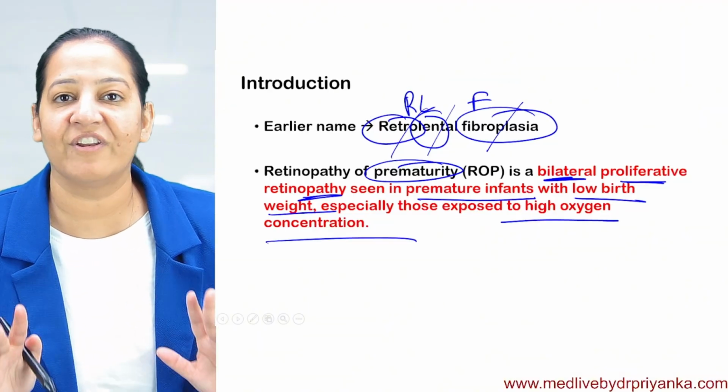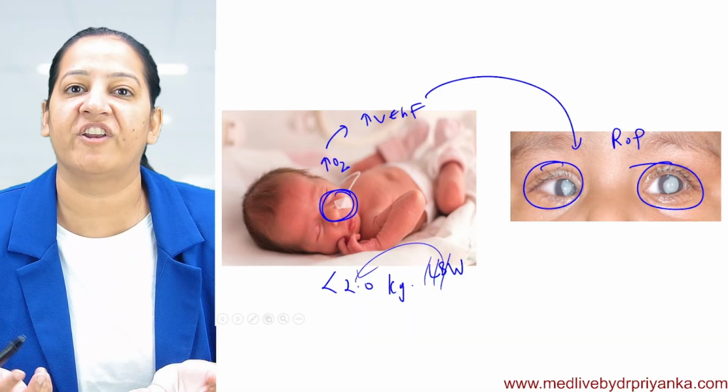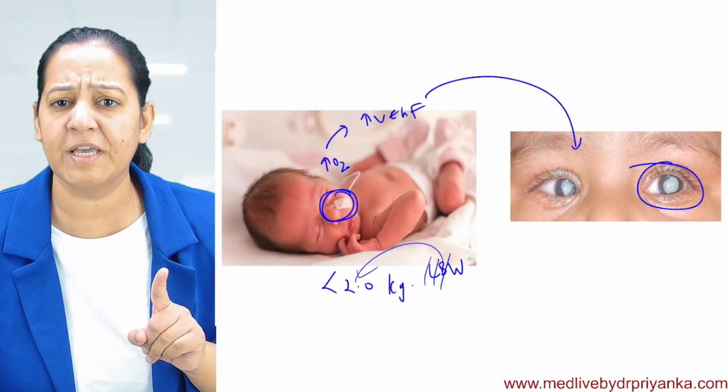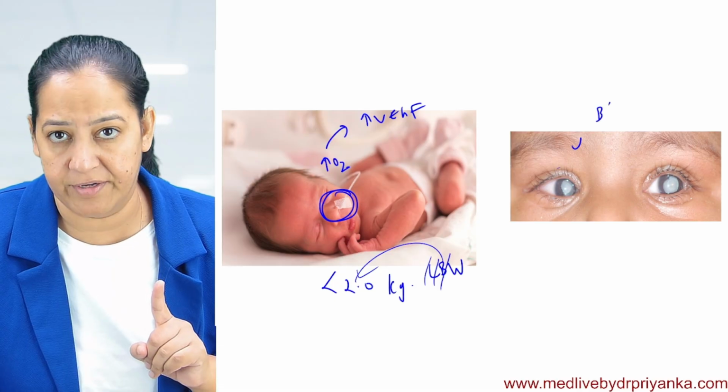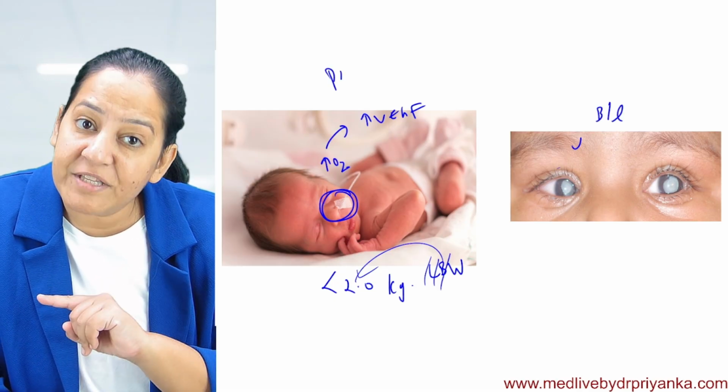You don't have to learn the definition. You don't have to learn the introduction. What is ROP? Look at this image and try to frame your own definition. So say, ma'am, ROP is a bilateral disorder which occurs in the newborn. Can you see a newborn? Which occurs in the newborns which are premature.